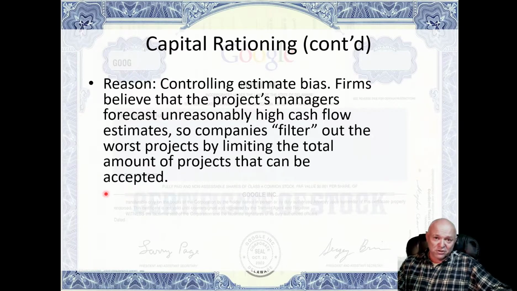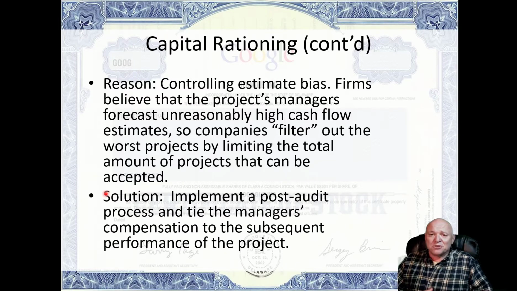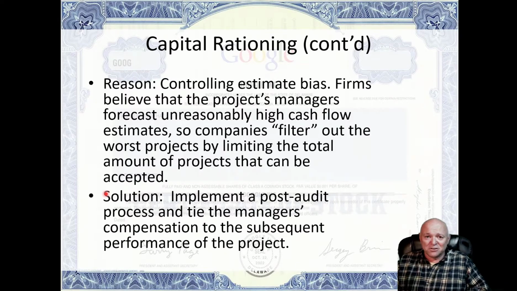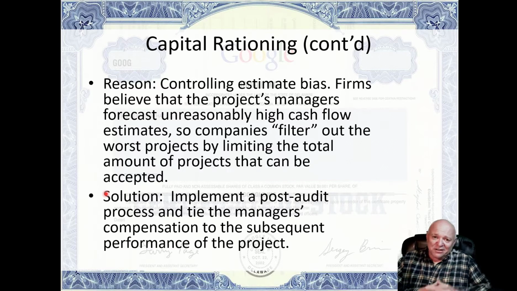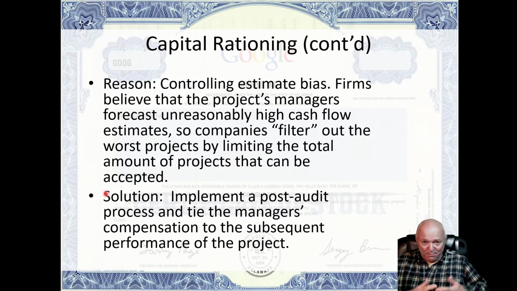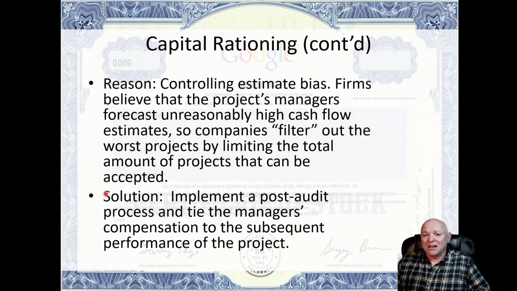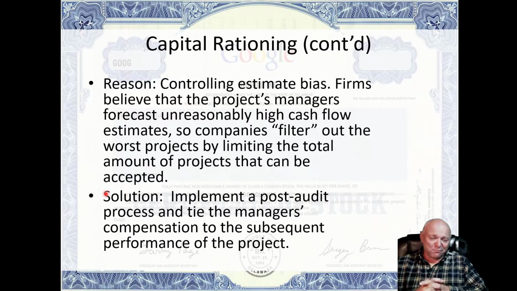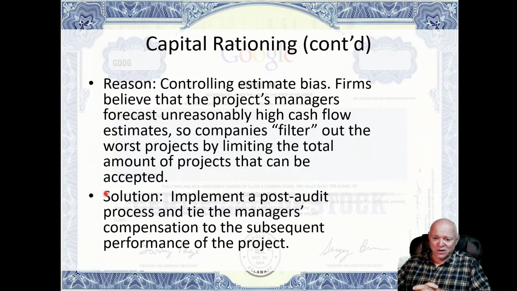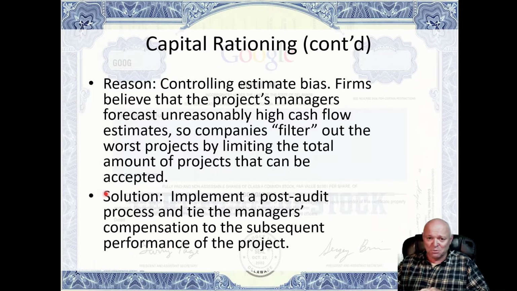Now, the better solution is actually to take a look back and do an audit of the projects that we approved and we didn't approve in the past, and see which managers put forward capital budgeting proposals which actually delivered what was promised. And then if managers are not capable of producing the returns that were promised in their forecasts, those are the ones we should be penalizing, not the managers who actually hit their forecast targets.